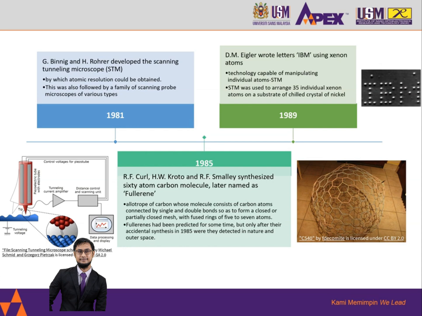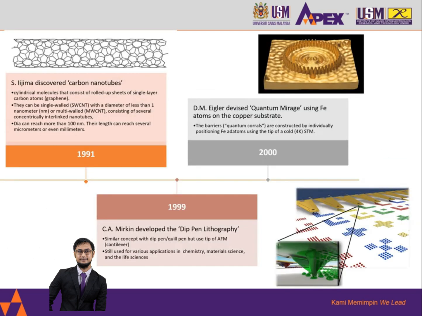In 1981, Gerd Binnig and Heinrich Rohrer developed the scanning tunneling microscope, or in short STM, by which atomic resolution now can be obtained. This is a good example of the special attribute of nanoscale, where the quantum mechanics meet the classical mechanics through the concept of quantum tunneling. For STM, good resolution is considered to be 0.1 nanometer lateral resolution and 0.01 nanometer in terms of the depth resolution.